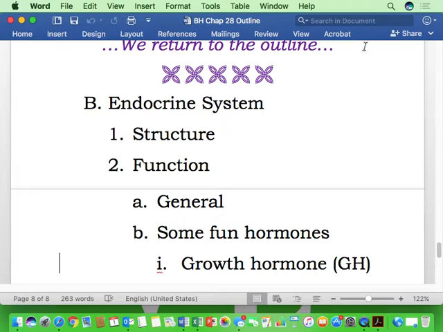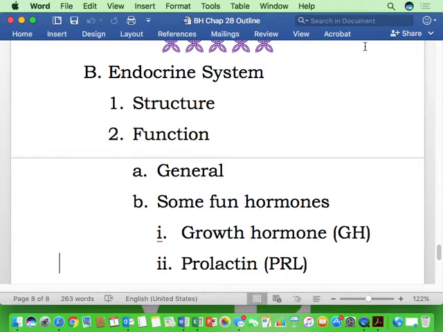And so if you have too much growth hormone, that causes gigantism. If you don't have enough, this causes what's called pituitary dwarfism. And with pituitary dwarfism, you are smaller, but you have normal adult proportions. I should pull some pictures up for that. All right, prolactin.